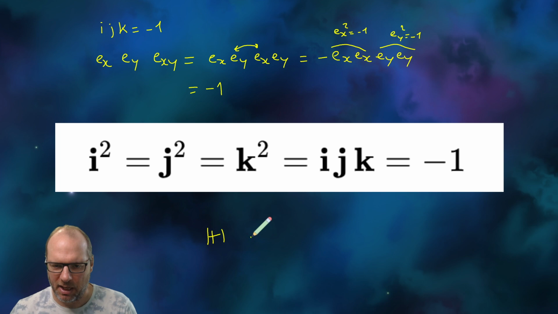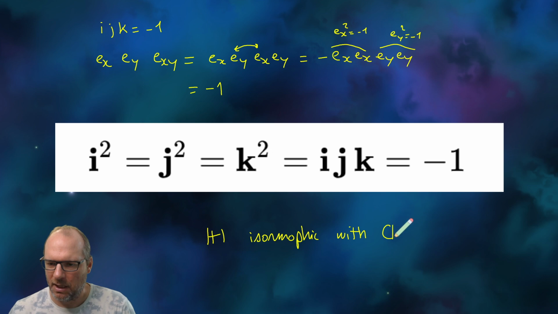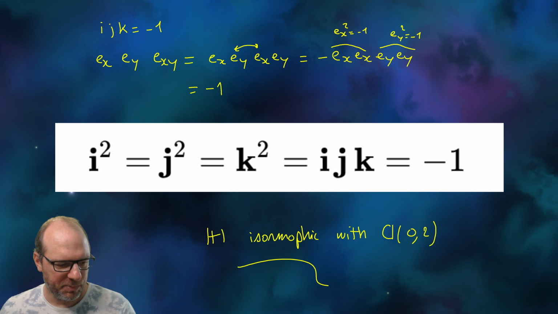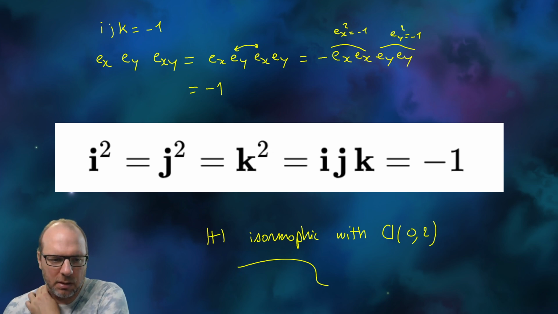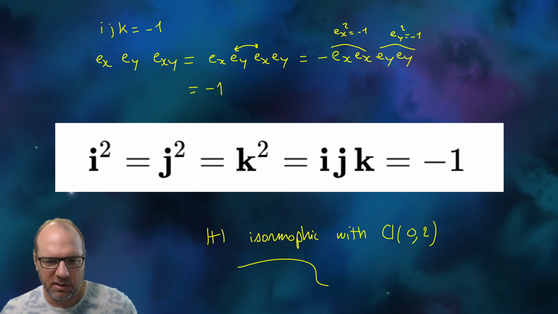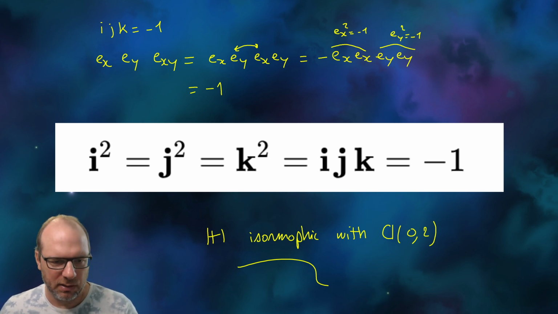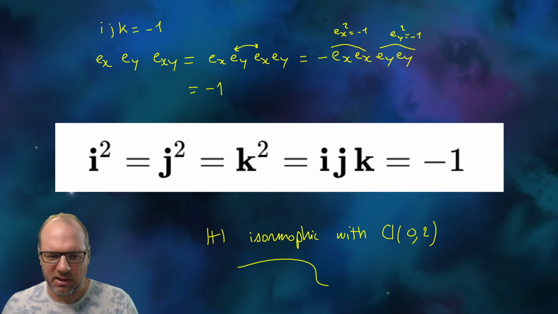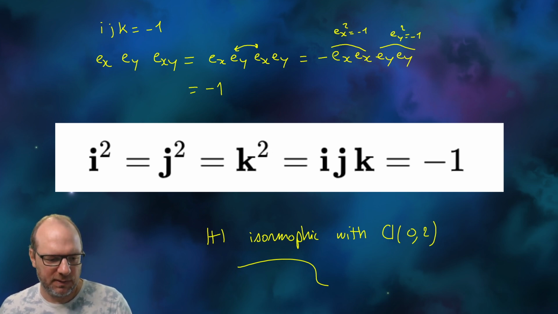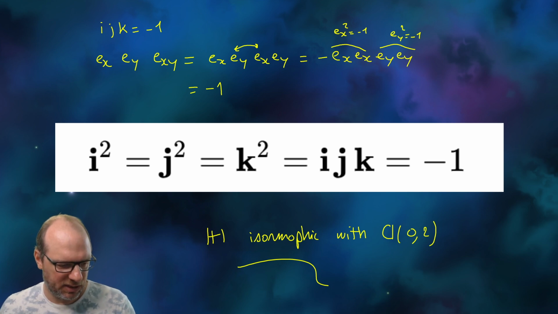The quaternions are isomorphic as an algebra with Clifford algebra 0,2. So Clifford algebras are very powerful because we can construct number systems that we discovered over the centuries, and we can construct all these number systems for any geometry in any dimension for any metric. It's a very powerful technique.